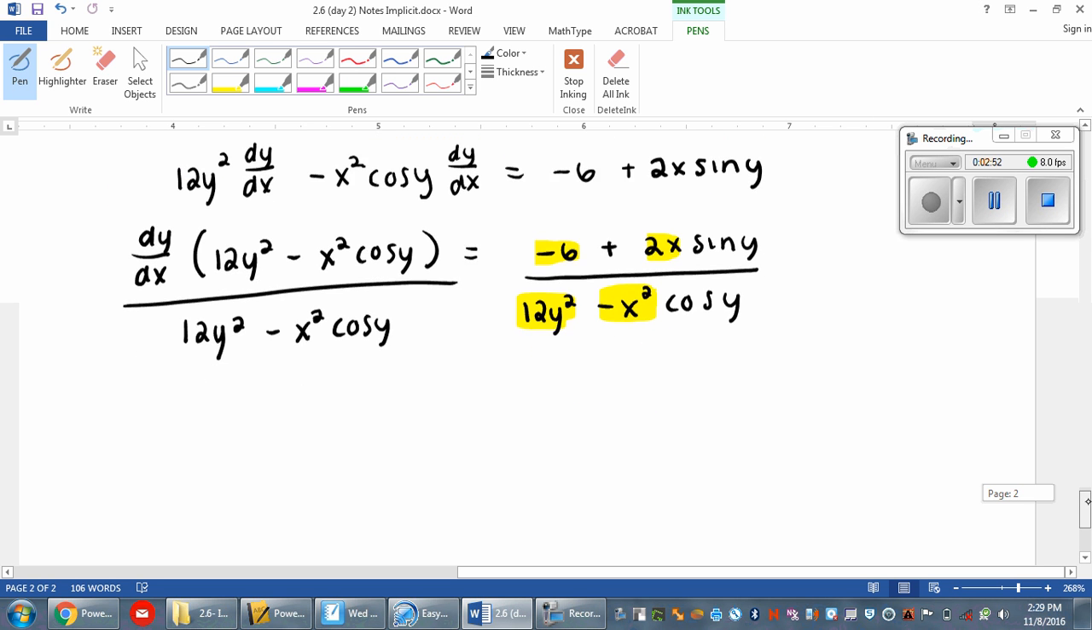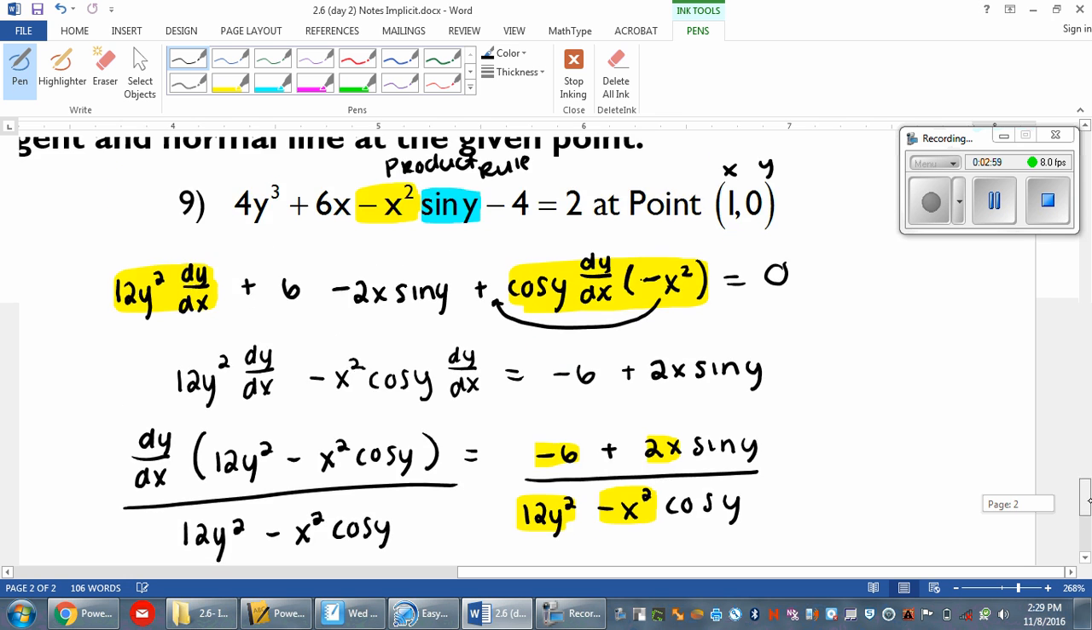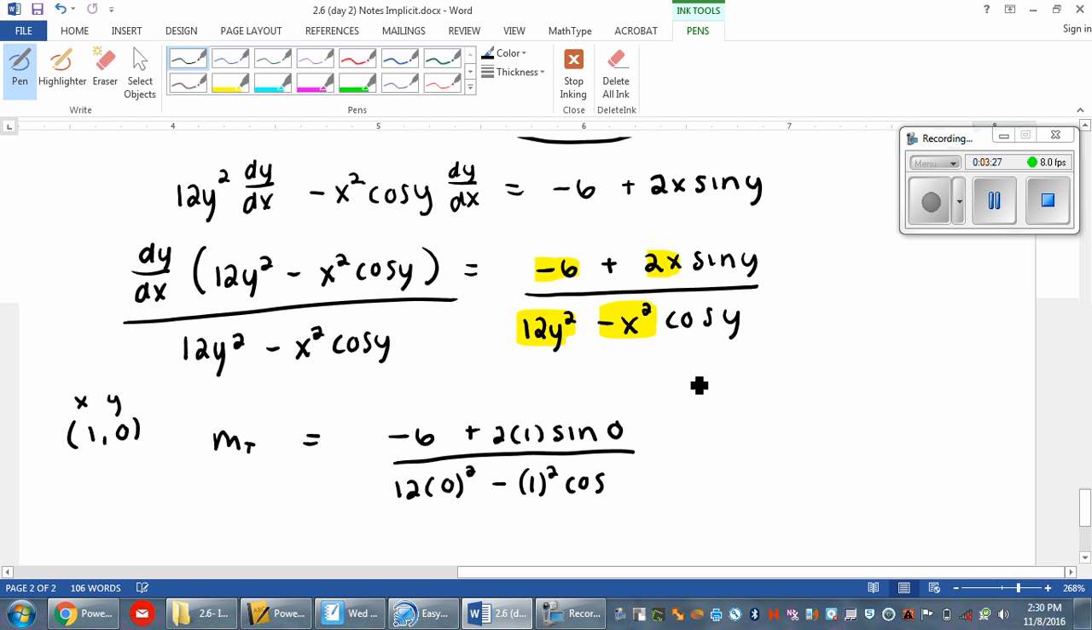So that's the derivative. So now, to find the slope of the tangent line, I'm going to substitute. What was my point? Negative 1, 0? No, 1, 0. I'm going to put 1 in for x and 0 for y. So negative 6 plus 2 times 1 times sine of 0. So this is what gets a little bit complicated, if you're not familiar with the unit circle. All over 12 times y squared, well that's nice because that cancels, minus 1 squared cosine of y, which is 0.